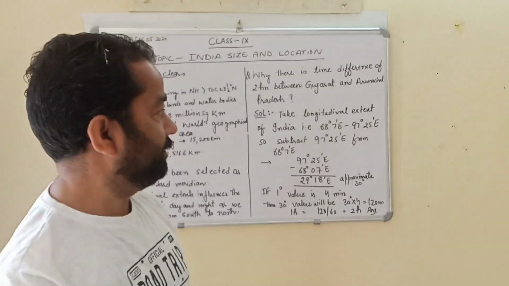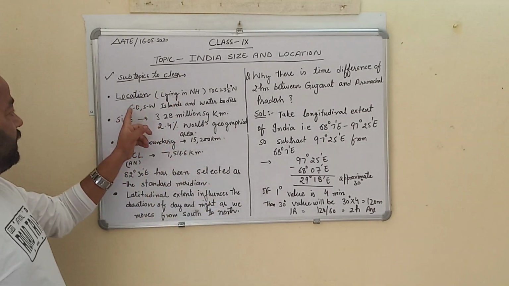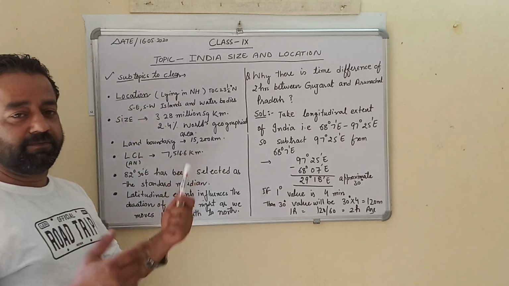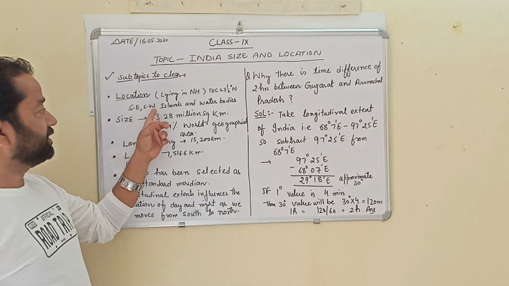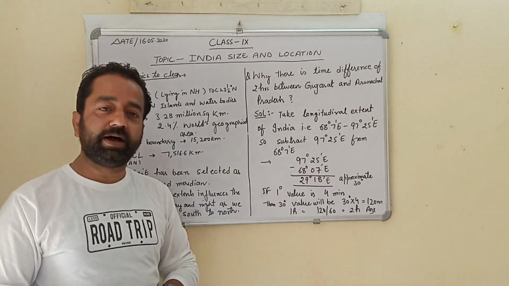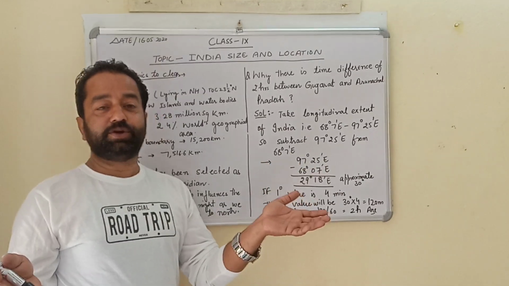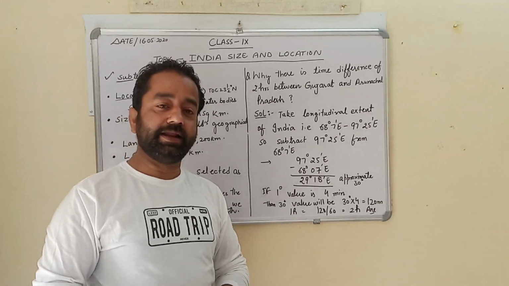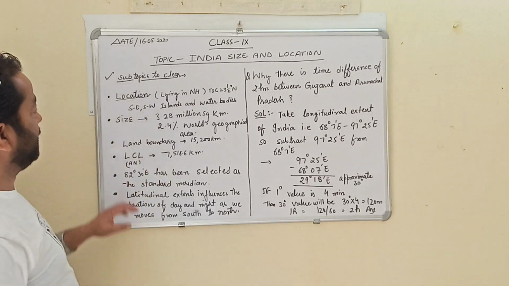Then, the south eastern and south western part. South eastern means, this we have practiced in the junior classes. Clear? So the south eastern and south western part is surrounded by island groups such as Andaman and Nicobar and Lakshadweep Islands, and also surrounded by water bodies such as the Bay of Bengal and the Arabian Sea. Clear? So this is the first subtopic. Next is size.